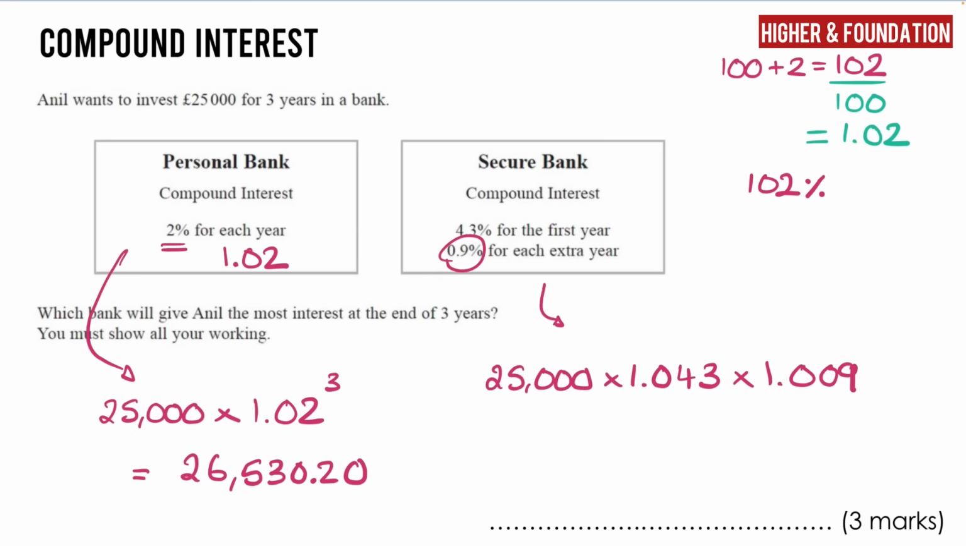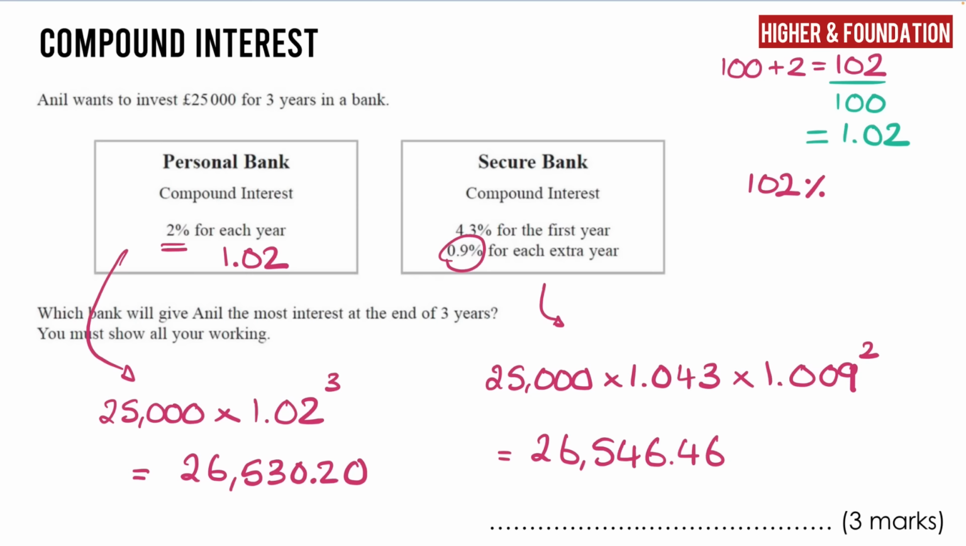So it's quite a small number there in terms of the multiplier. And that's going to be for 2 years. So a power of 2. Again, I just want to type that in. I've already got the old one typed in, but that has a power of 3, so I'm going to have to get rid of that. 1.043 times 1.009 squared, because we're getting that for 2 years, and that comes out as £26,546.46.